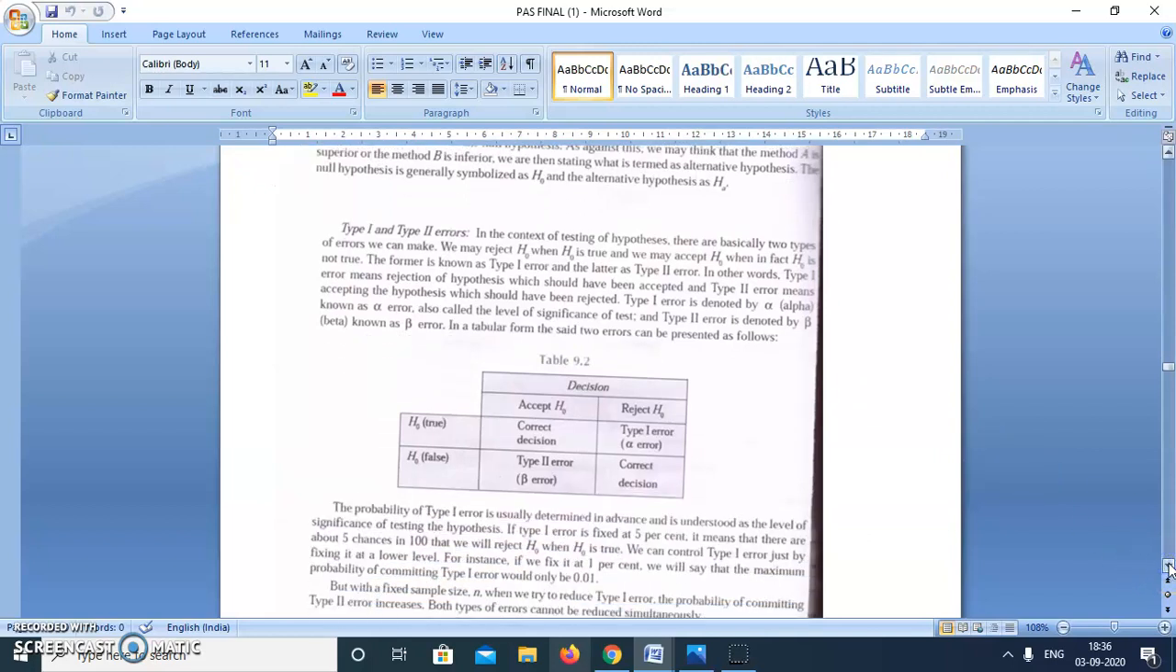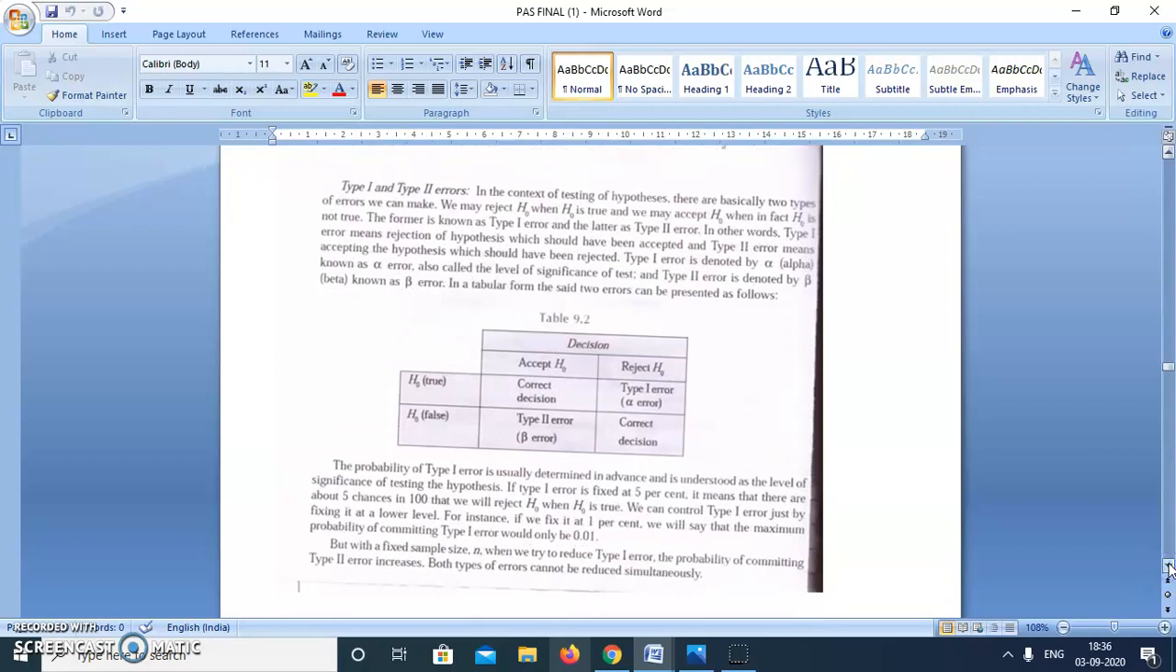Now there are two more terms which are related to hypothesis testing, type 1 and type 2 errors. We need to understand them in theory basically. Now what are the possibilities? If we have taken a null hypothesis that there is no difference, the possibilities are: number one, the null hypothesis is true and we accept it. The null hypothesis is true and we reject it. The null hypothesis is false and we accept it. The null hypothesis is false and we reject it.